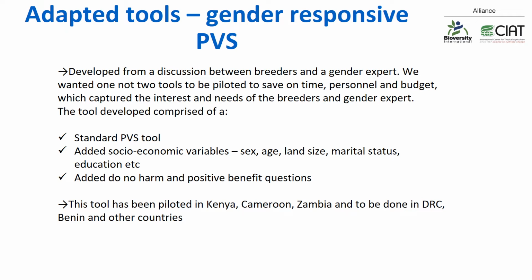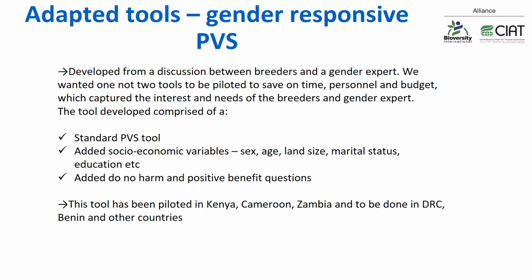So in a discussion with breeders, the question we had was: we already have a standard participatory varietal tool and we know what sort of results we get from there. So is it possible to integrate the do no harm and positive benefit questions into the standard participatory varietal tool? And we add socioeconomic variables that go beyond sex and age, to look at issues to do with land size, marital status, education, and of course poverty. We came up with what we call the gender responsive PVS tool.